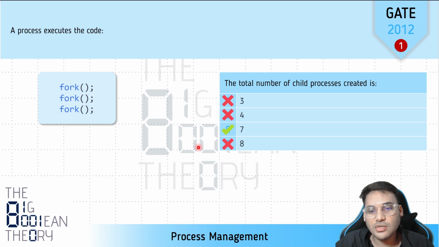So guys, this was it for this video. A pretty simple, straightforward question. Questions related to fork, as I said, are very simple in nature. The pattern that has been observed in previous years' questions is that they give a code with a certain number of fork statements, and then they ask the number of child processes that are created.